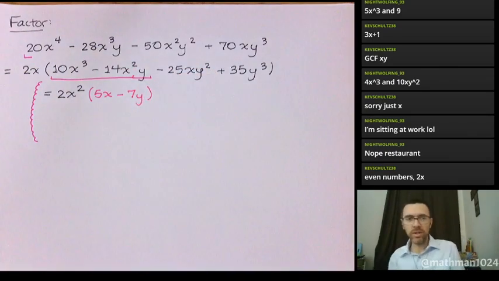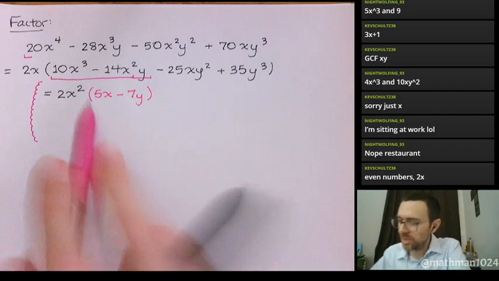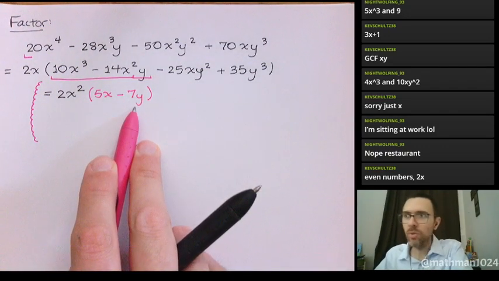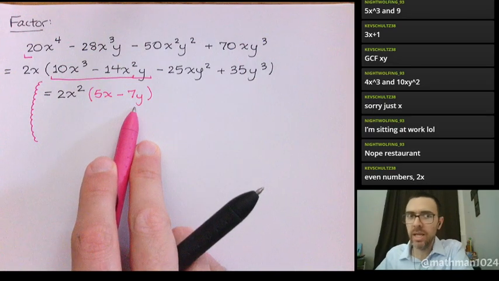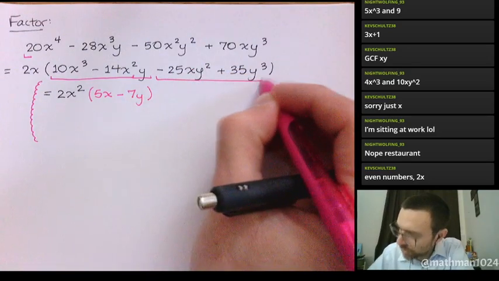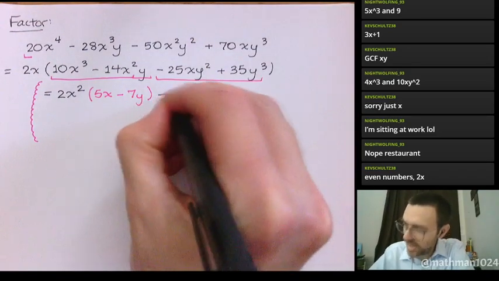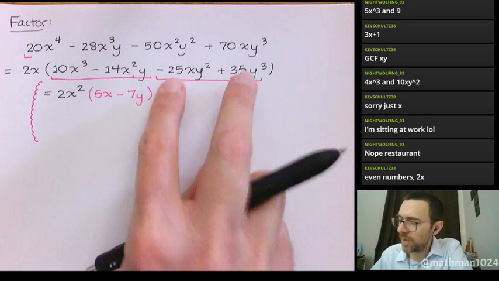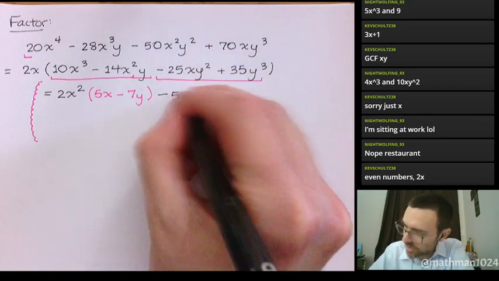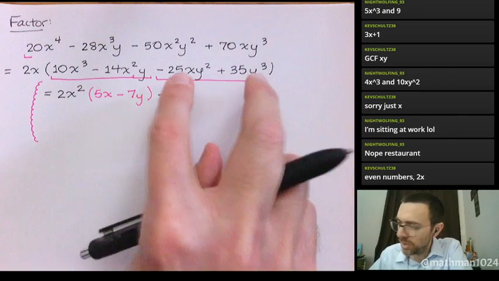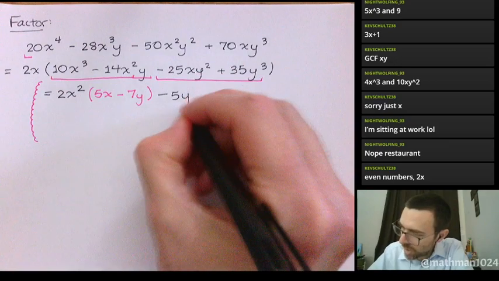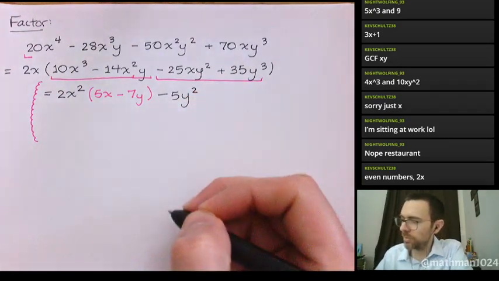Now you know that we're on a good path here because these guys right here don't have anything else in common. If they did, we would know that we missed something. We would need to go back and find that common factor again. In the second group, which leads off with a negative, the common factor between 25 and 35 is 5. They don't both have x's, but they do both have y's. And I can take out y squared from them.